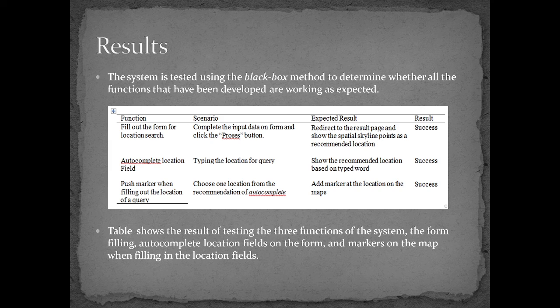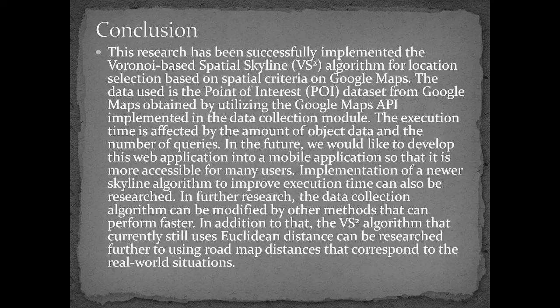The result was success. The conclusion is this research has successfully implemented the VS2 algorithm for location selection based on spatial criteria on Google Maps. The data used is the POI dataset from Google Maps obtained by utilizing the Google Maps API implemented in the data collection module. The execution time is affected by the amount of object data and the number of queries.